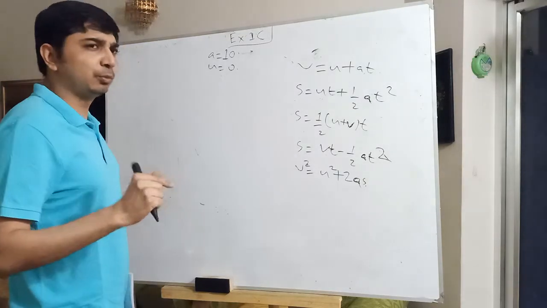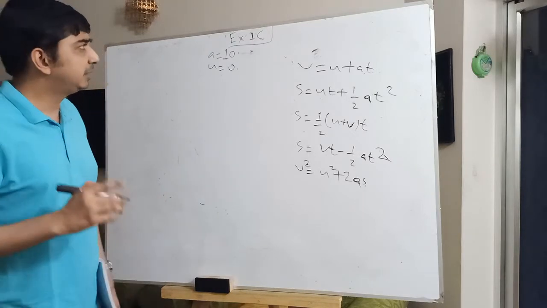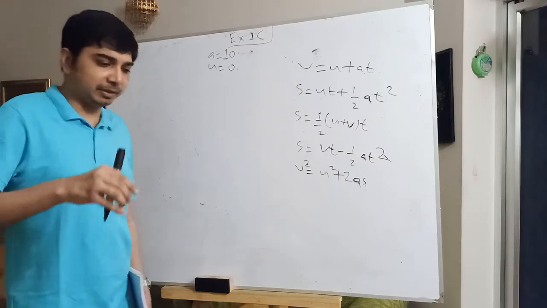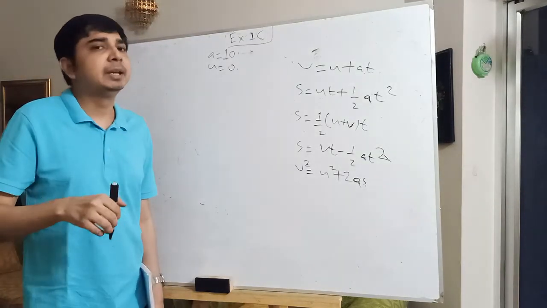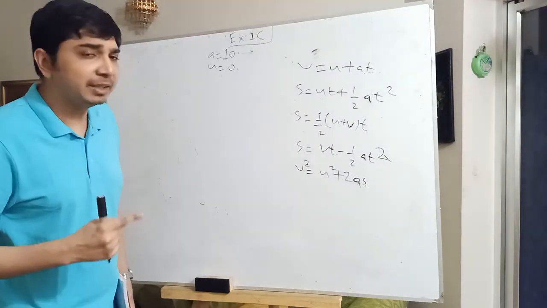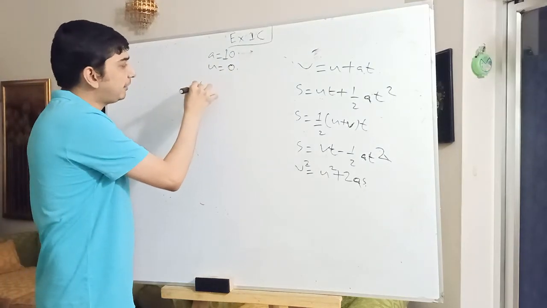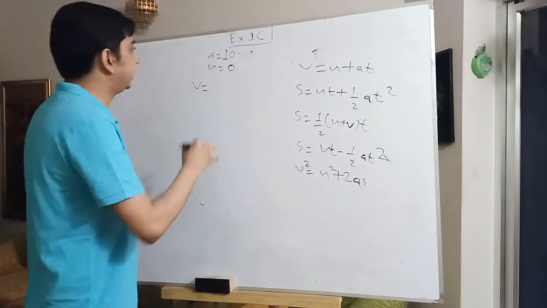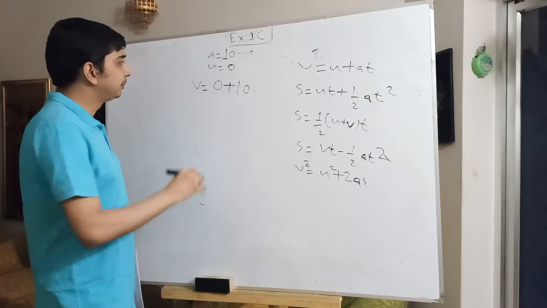So let's say 10 meters per second squared, the acceleration. What it means is that if it is vertically downwards, then the speed is increasing by 10 meters per second every second. Initially the velocity is 0 meters per second. So after 1 second, what will the velocity be? It's going to be 0 plus 10 downwards.